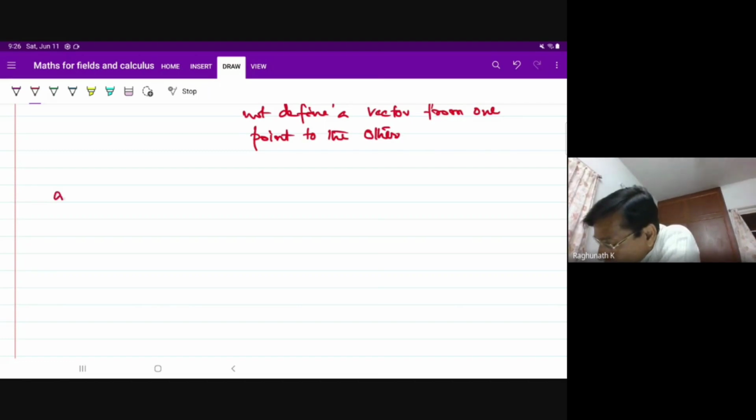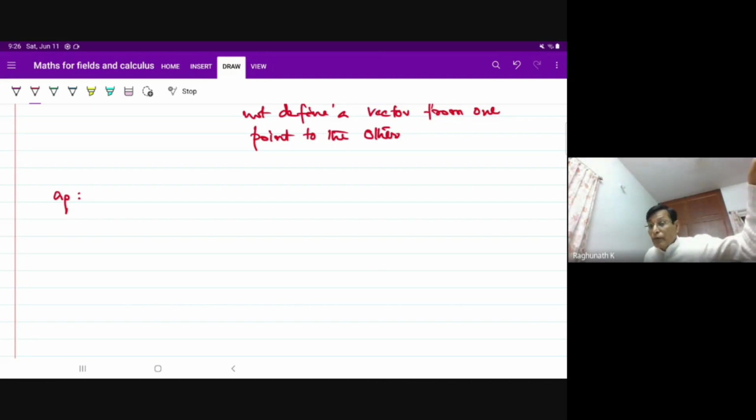What is a rho? How did we define a x? At any point, the vector of unit magnitude, a x I'm talking about, perpendicular to x equal to constant line passing through that point in the direction of increasing x is a x. A rho?